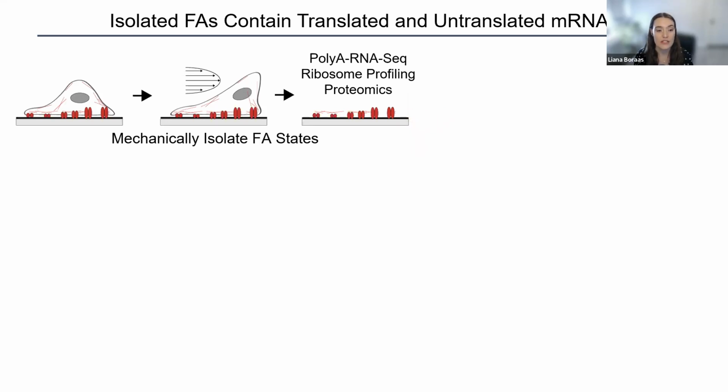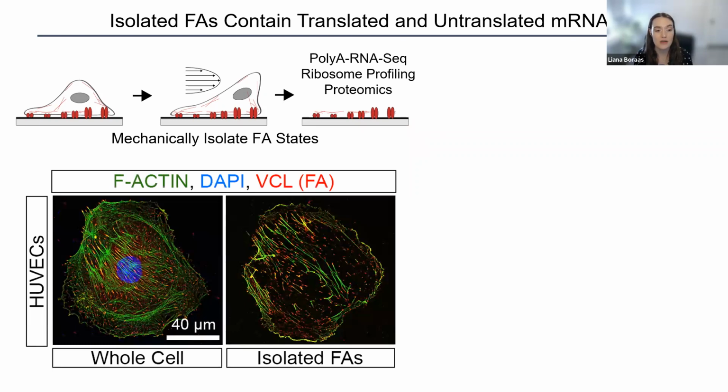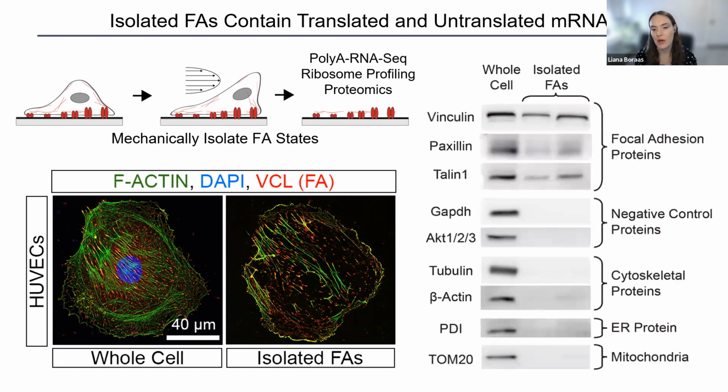And so with this approach, you can see we can identify the focal adhesions still attached to the substrate, as well as some of the actin that was attached. It's impossible to remove it all. You'll end up removing the focal adhesions without it. But when we did a Western blot of this, we can see that we removed the majority of negative control proteins, cytoskeletal proteins, as well as ER and mitochondria, while retaining our focal adhesion proteins.